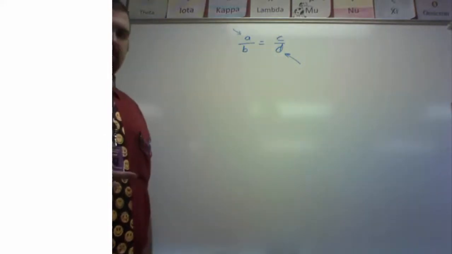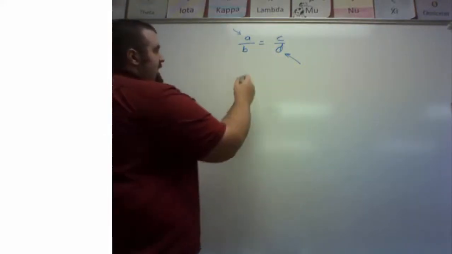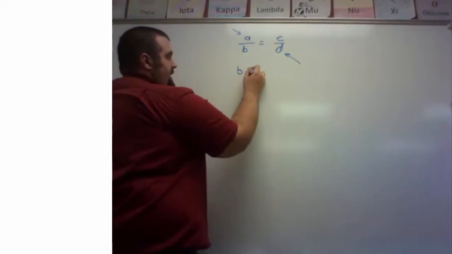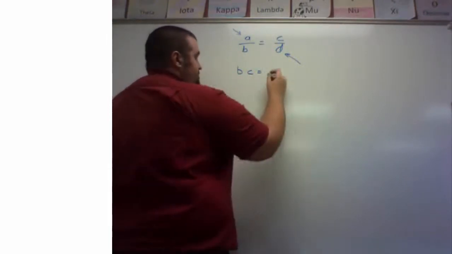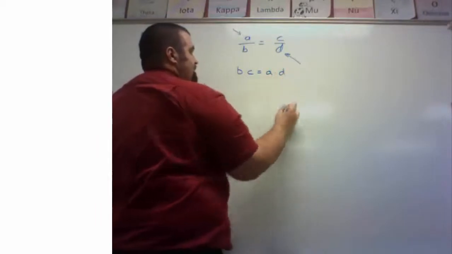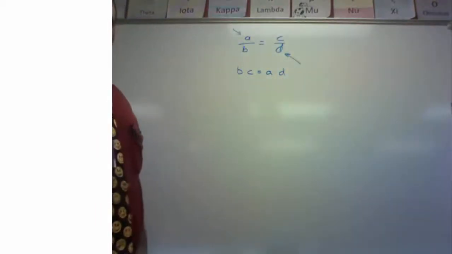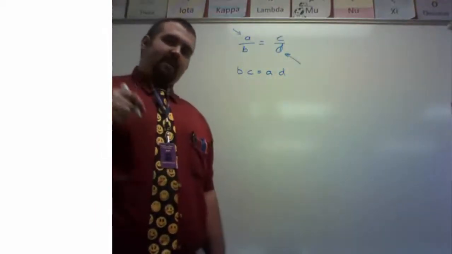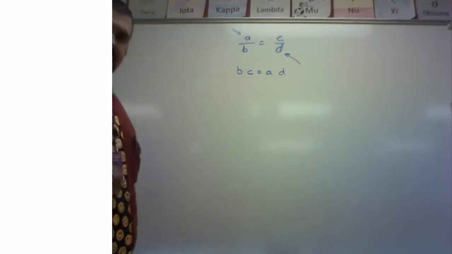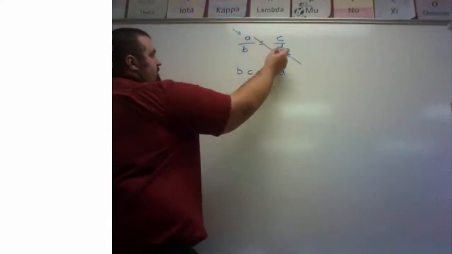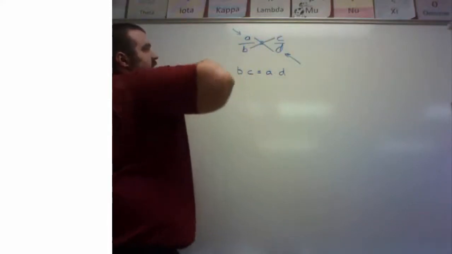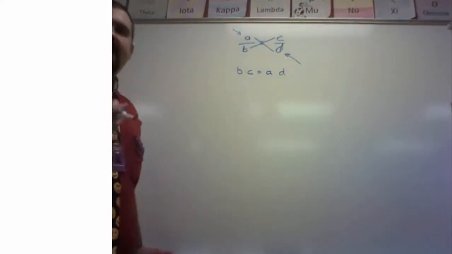The cross product property says the product of the means, B times C, equals the product of the extremes, A times D. We can do this because of the cross product property. This should always be true. It's called cross product because you're basically going across the equal sign and multiplying in the shape of an X.